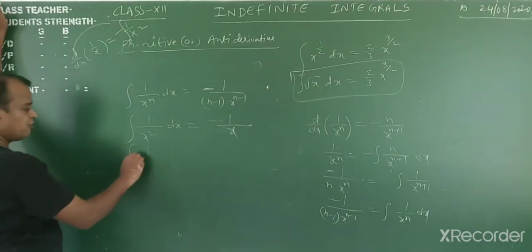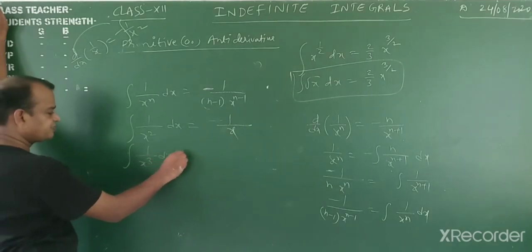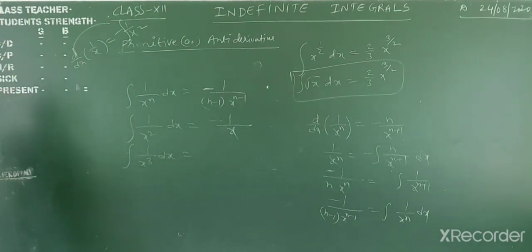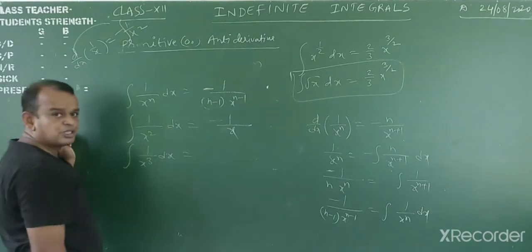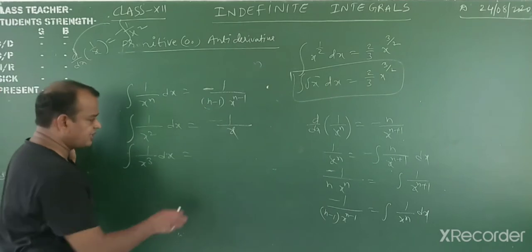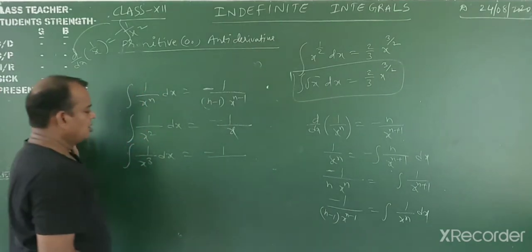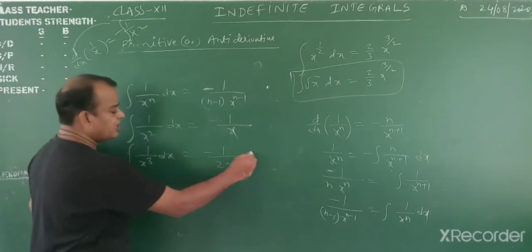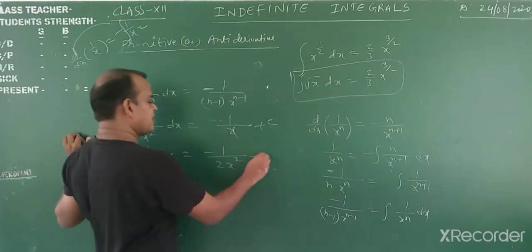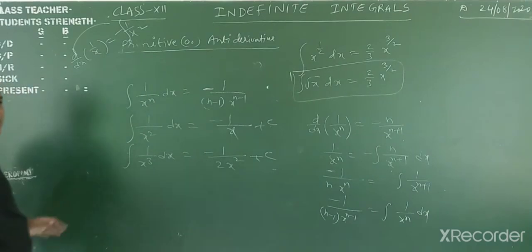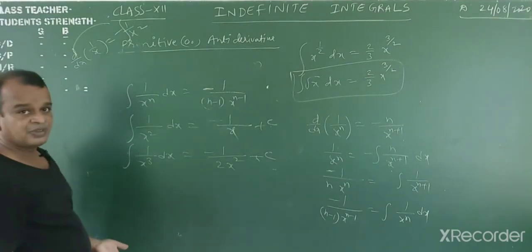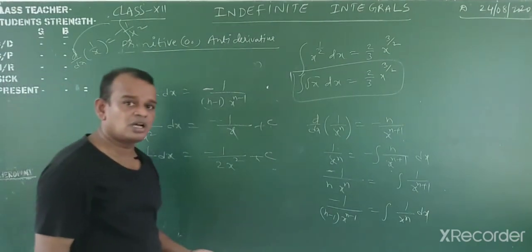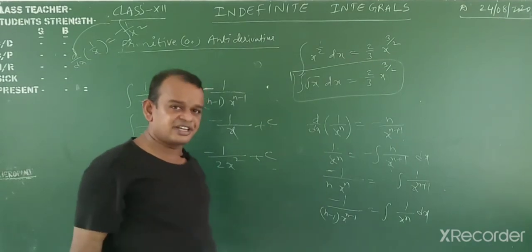For example, the integral of 1 by x cube dx. What happened there? What is the formula for this one? Actually, the integral of 1 by x cube means minus 1 by (3 minus 1) x^(3 minus 1), which is minus 1 by 2x square plus c. 100% is right. The constant c: the family of primitives. The family of primitives of f of x is called the indefinite integration.